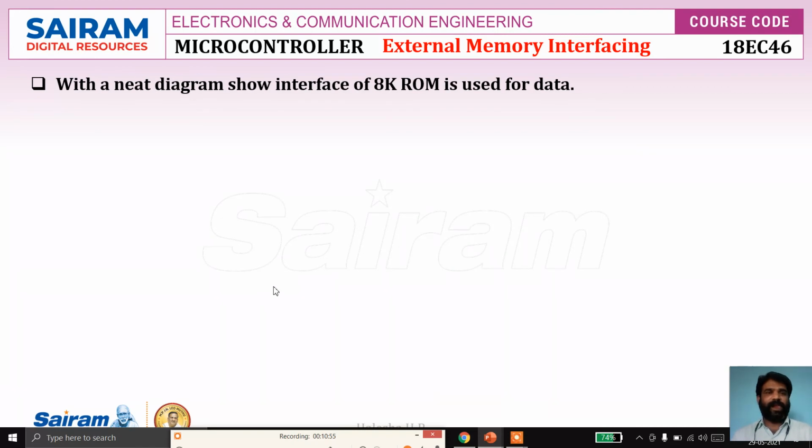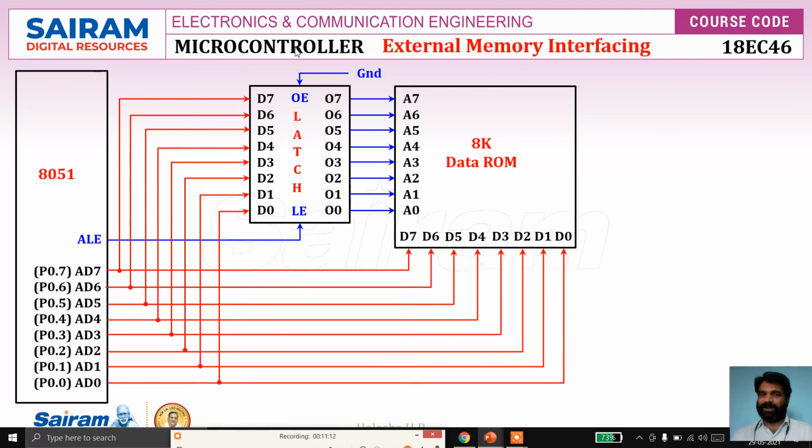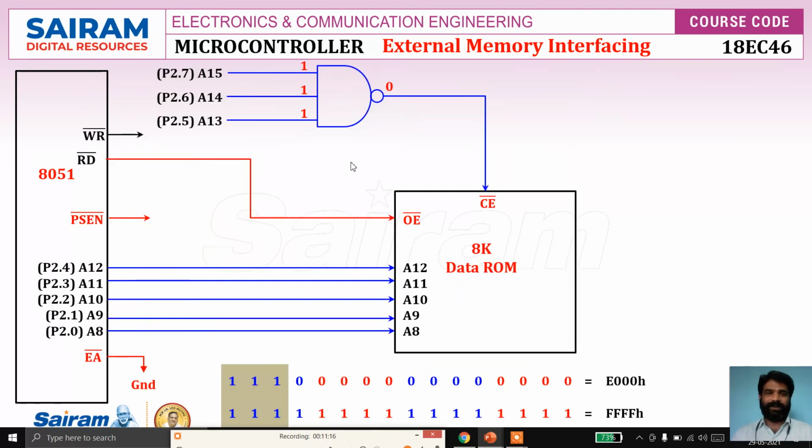And see this question: with a neat diagram, show the interface of 8K ROM used for data. Remember here, ROM is read-only memory used for data, not for program. So the same connection, the lower part is the same, and the higher part. In the previous case, when we used it for program memory, PSEN bar was connected to output enable and chip enable. But here output enable is connected to the read pin, because we need to read data. Since it is data, chip enable is connected to the decoding logic, and the unused address lines are A13 to A15. If they are all 1 1 1, this is the address range.